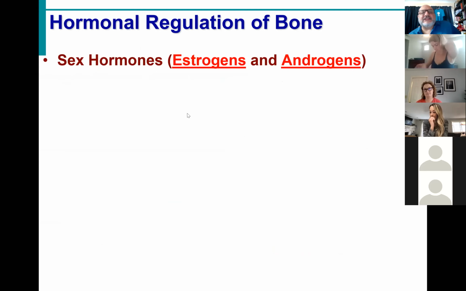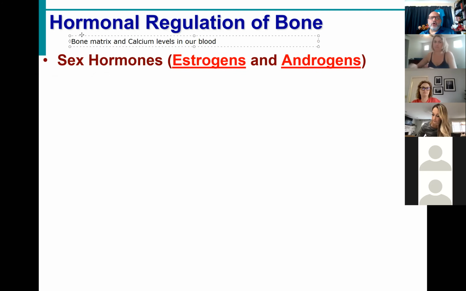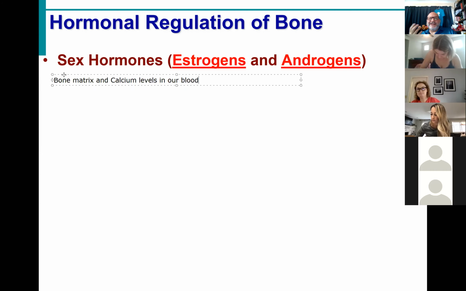Where things get a little bit trickier is when it talks about our hormones. Because again, as we talked about, we have this relationship between bone matrix and calcium levels in our blood. And as we talked about, these are not always in tune with each other. Sometimes they're antagonistic. So let's talk about some of the hormones that are involved in regulating our bone matrix.